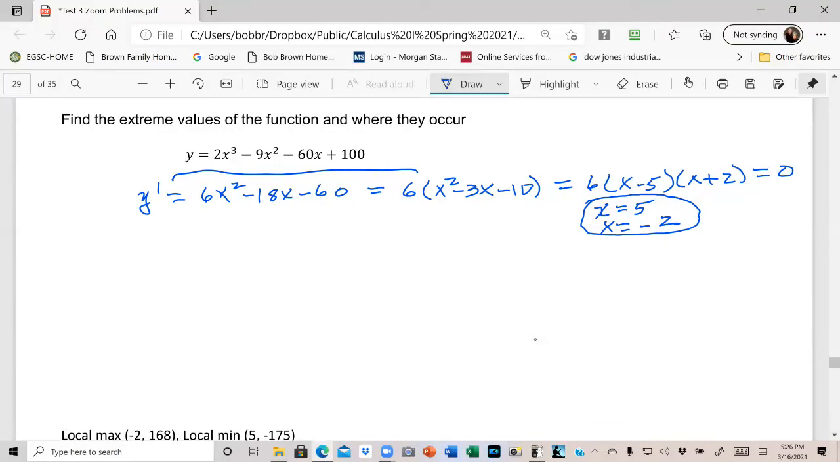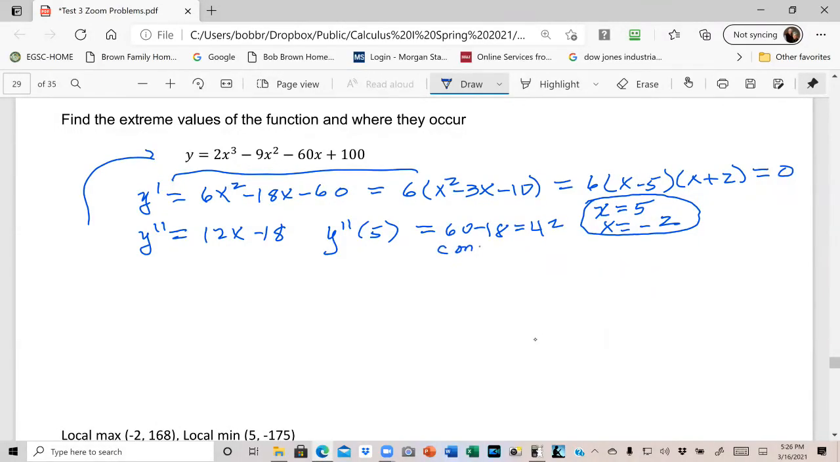To figure out which is which, for something as simple as this, where you can easily take the second derivative, I would take the second derivative and look at its value, and that would be 12x minus 18. So the second derivative at x equal 5 is equal to 60 minus 18 equal 42. That means it's concave up. So that means a local min.